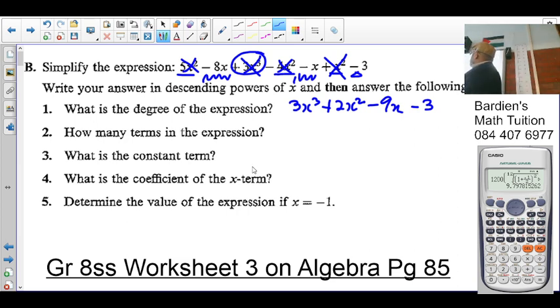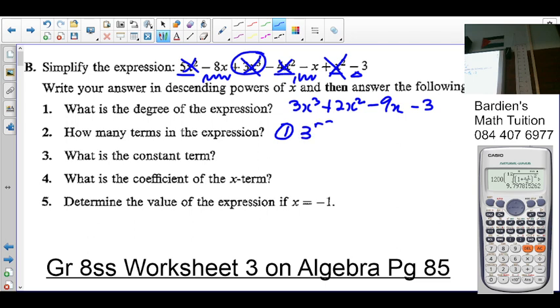Not so? Now it says in number 1, what is the degree of the expression? So what is the degree? The degree is the highest exponent on x. And what's the highest exponent on x? 3. So it's the third degree. You see that? It's 3. Okay. So it's the third degree. Okay. Number 2. How many terms in this expression? 4 terms. 4 terms is also known as what? A polynomial. 4 or more terms is a polynomial.